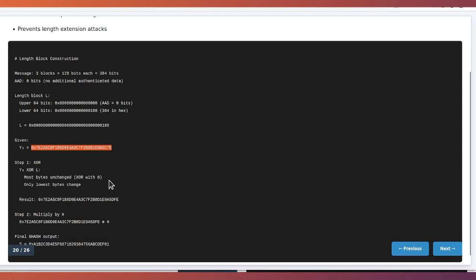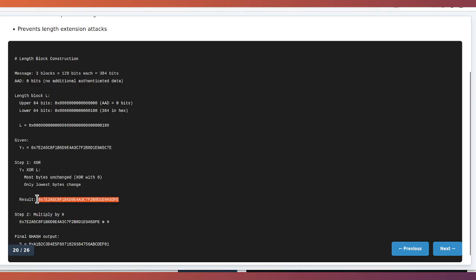When XOR-ing these values, most bytes remain unchanged because the corresponding bytes of L are 0. Only the bytes where L has non-zero values change. The result is Y3 XOR L equals beginning with 7e and ending with DFE.